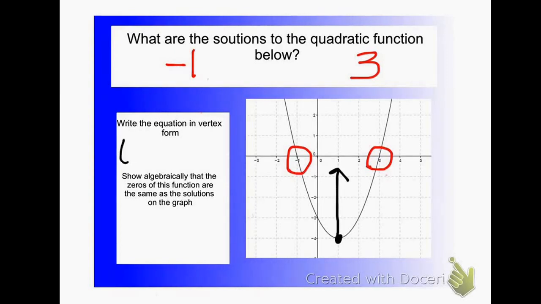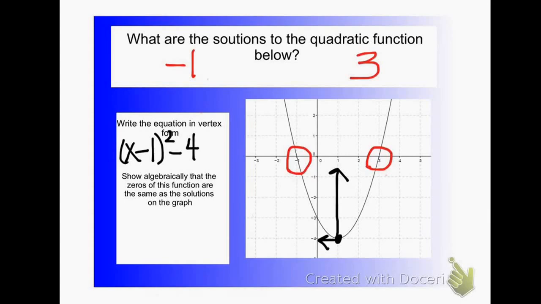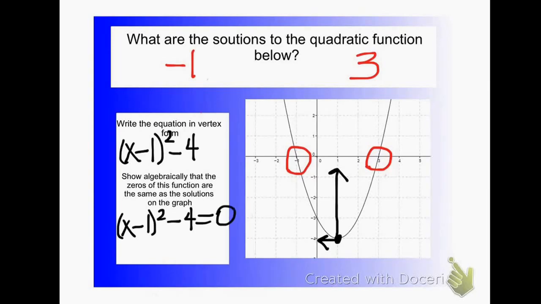So that's going to give me x, the opposite of 1 is negative 1, squared. And then go over to my y coordinate, negative 4. Remember, you only change the sign of the number inside the parentheses. So if I want to show algebraically that the zeros of this function are the same as the solutions, what I'm going to do is write my equation, x minus 1 squared minus 4, and find out where that equals 0.